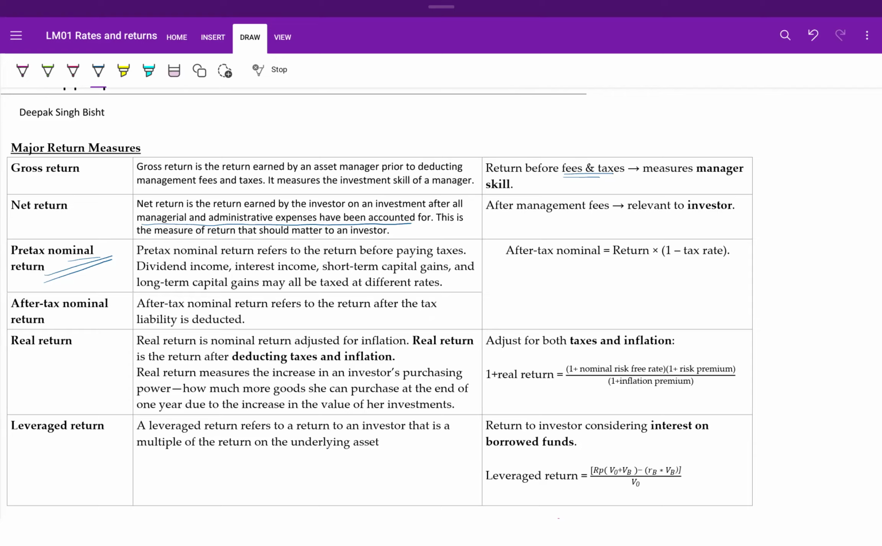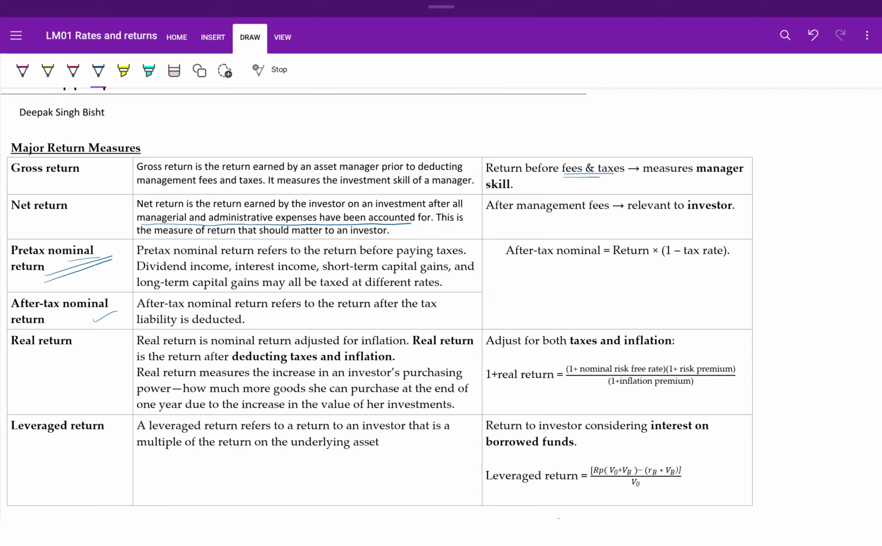Once we pay the taxes, the returns are adjusted for taxation as well as managerial and administrative expenses. Those are known as after-tax nominal return. This is the return after accounting for taxes, the actual return an investor earns. Because there are going to be taxes, if you earn an 18% pre-tax nominal return, you actually have to consider the implications of taxes as well. That's why after-tax nominal return is calculated.